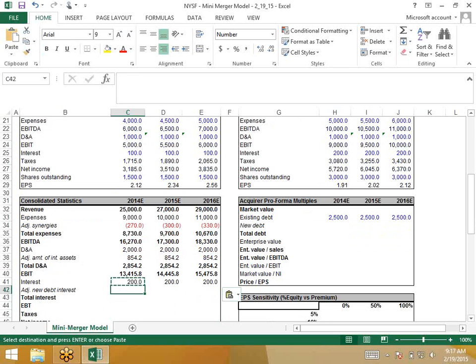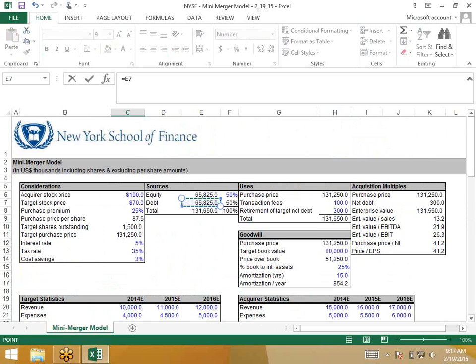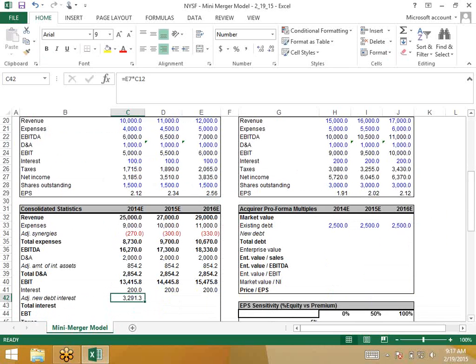Questions on that? We do, however, have new interest, assuming that we're raising debt to fund the acquisition, and we are. How much debt are we raising? It's up in the sources. 65825.0 times the projected interest rate, which we have listed as 5%. So that's 65825.0 times 5%. That's the new interest based on the funds raised. So E7 times C12, we can anchor that so that we can copy this to the right.